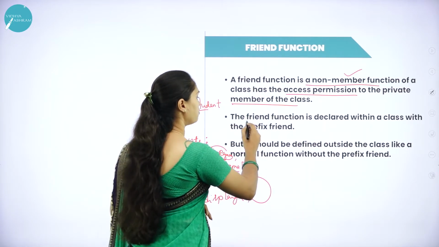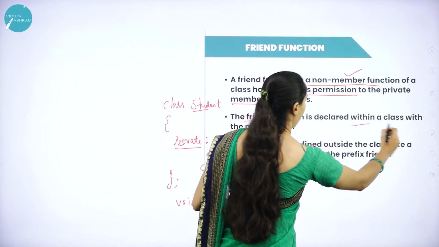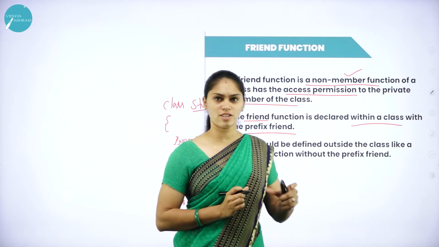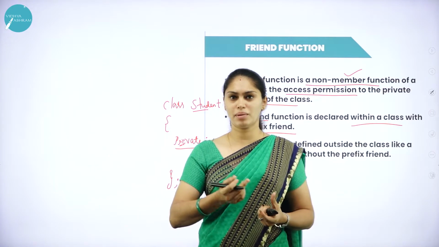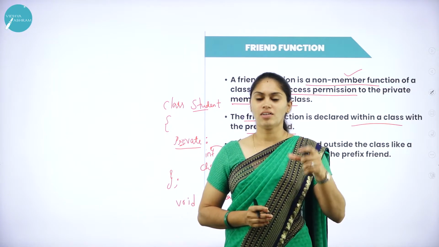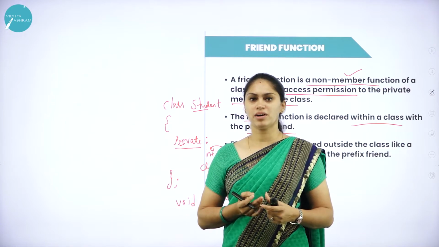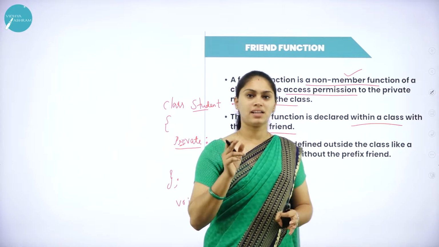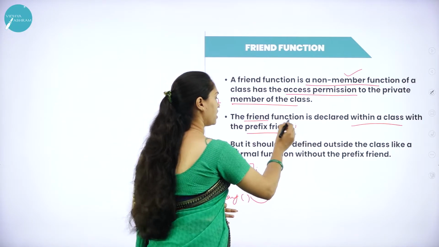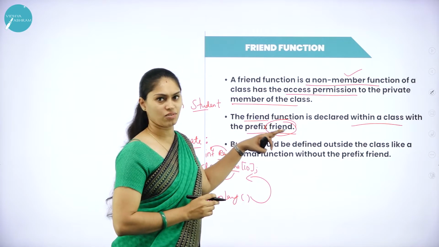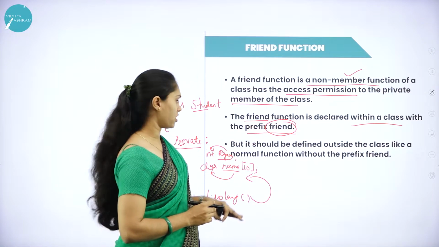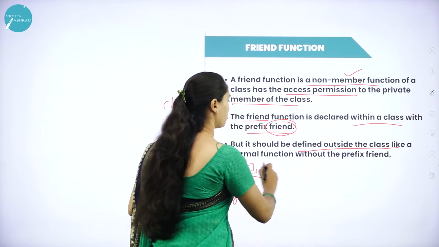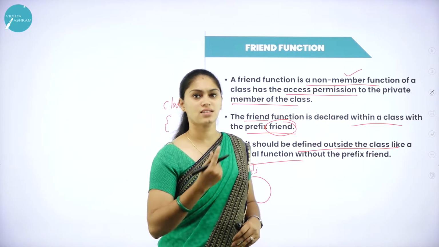Okay, the friend function is declared within a class with the keyword friend. So a friend function is also a function, but it is a non-member function of a class. So how are we going to define the member function? In the same way we define this friend function, but it must be prefixed with the friend keyword. Here friend is a keyword in order to use the friend function. Okay, but it should be defined outside the class like a normal function, without the prefix friend.